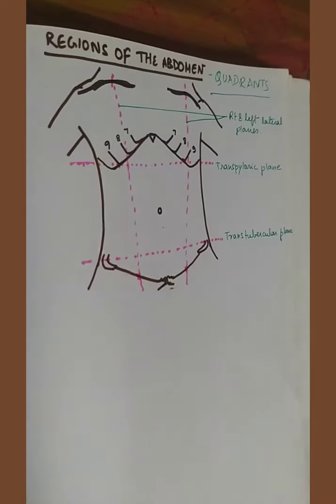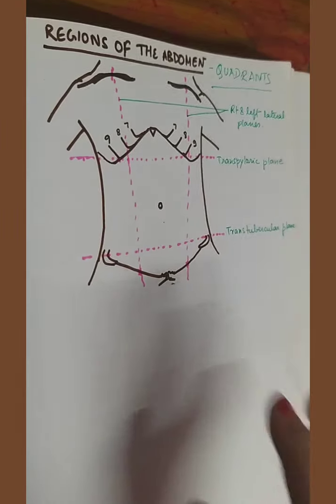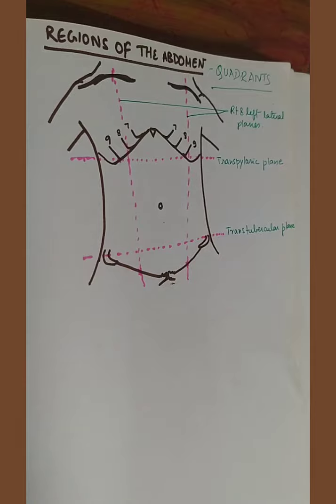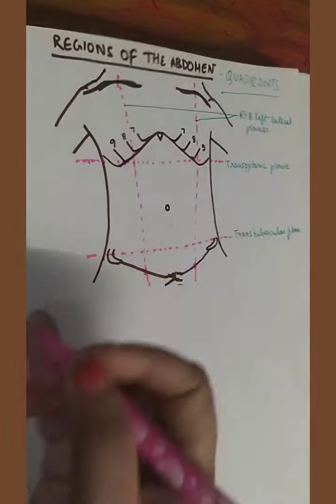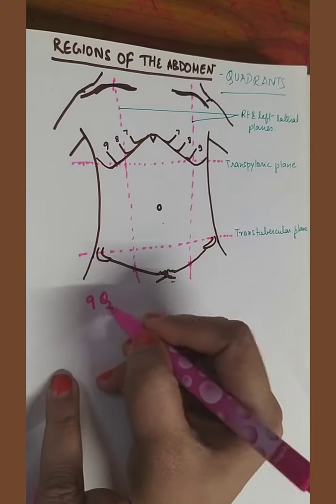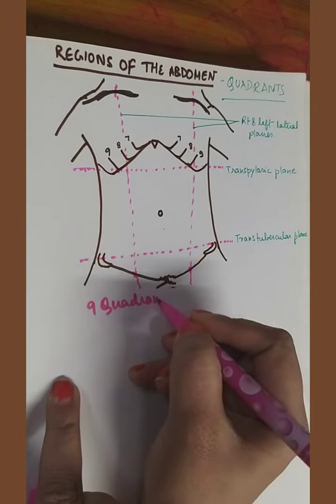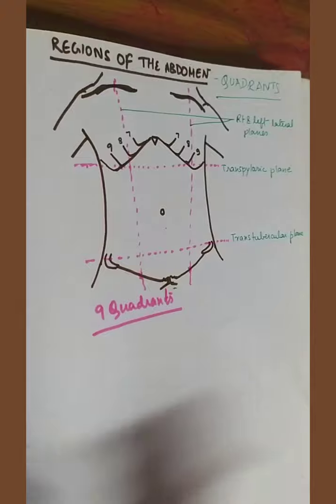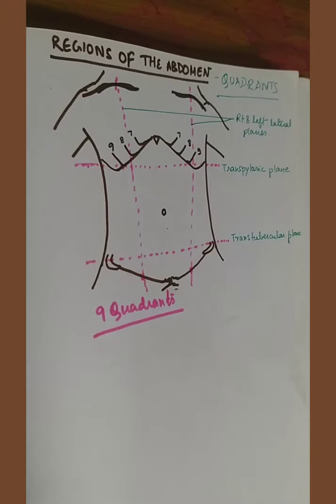These four imaginary planes divide the abdomen into 9 quadrants. As we have also already mentioned, there are 9 quadrants. So what are they?